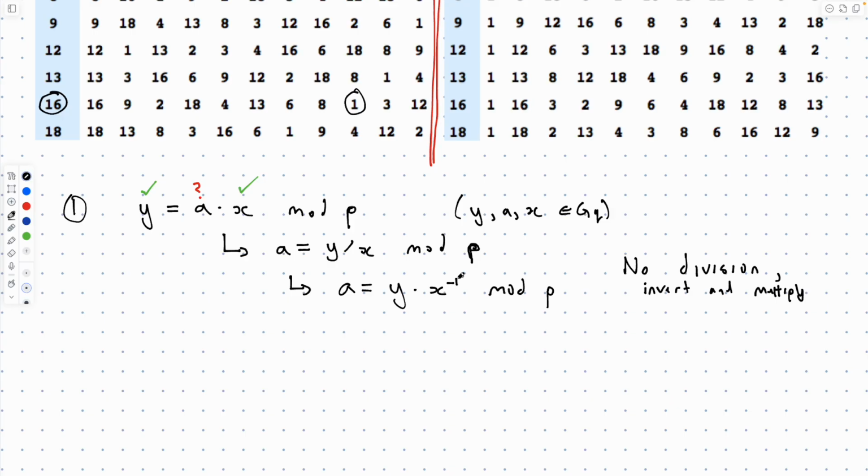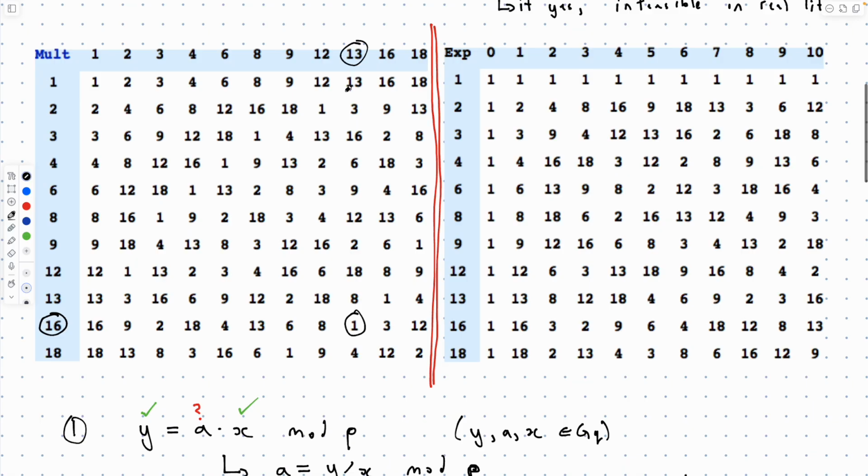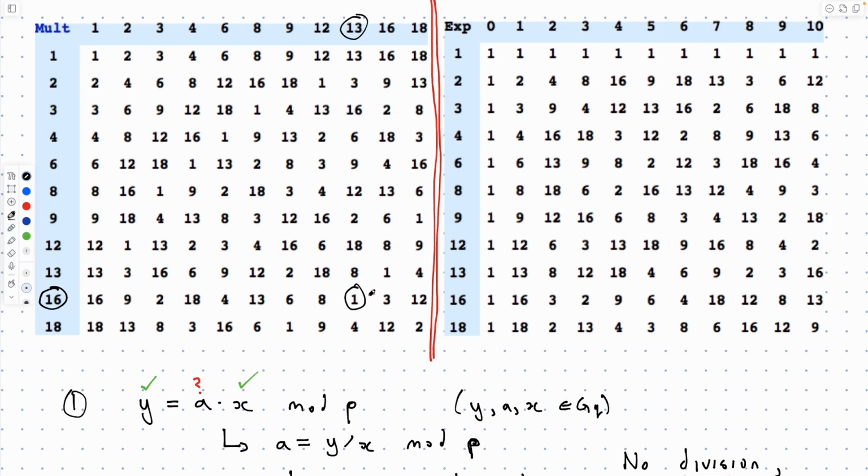X times -1? Sorry, I'm not sure what you're saying exactly, but I'm saying this times the inverse of it would be 1. So yeah, that's right. x times x to the -1 would be 1. Which is sort of what we did here, right? We tried to find the number that would give us 1. But this algorithm won't work because we have to scan the table.